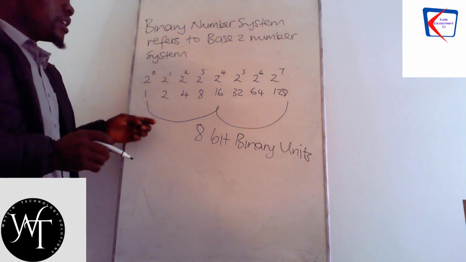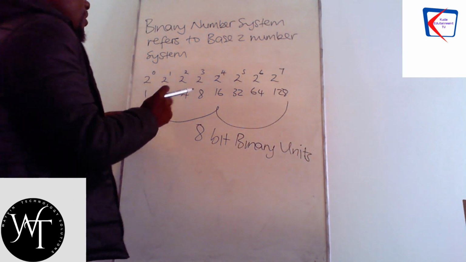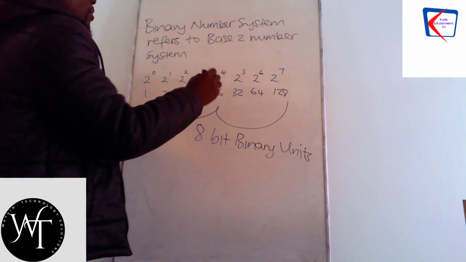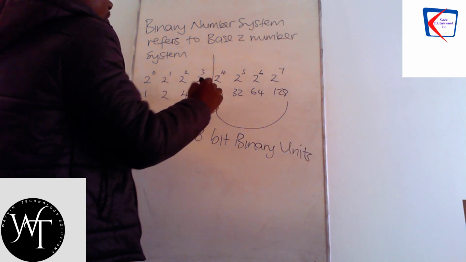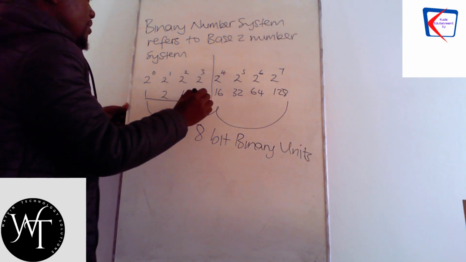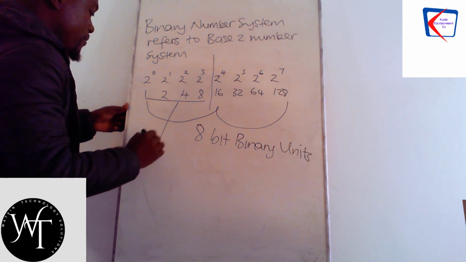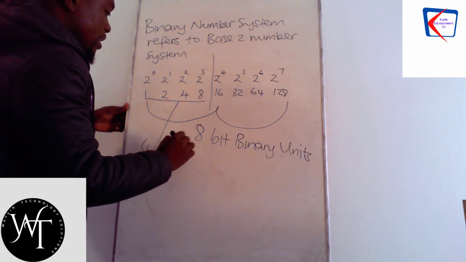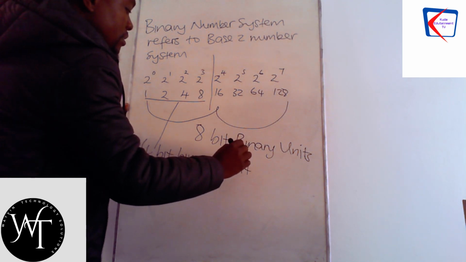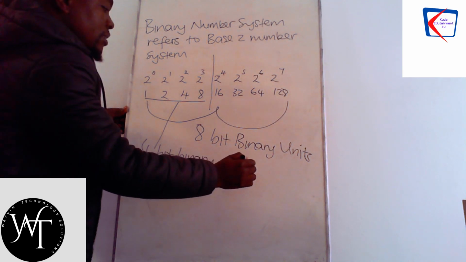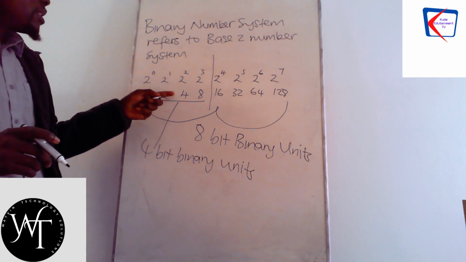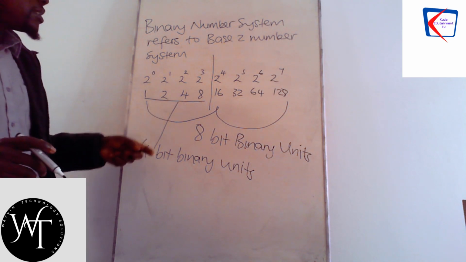So for us to get 4-bit binary units, we simply divide into groups of 4, right? So like this, meaning to say this first part will now give us a 4-bit binary unit, right? 4-bit binary units. So the largest denary number we can make out of the first 4-bit binary unit is 15.